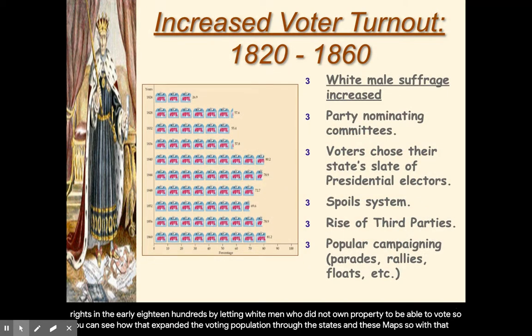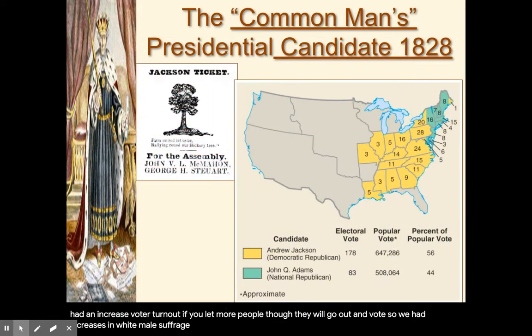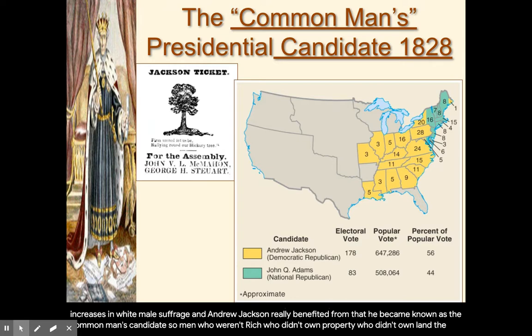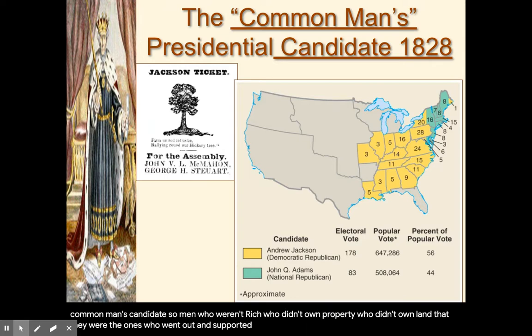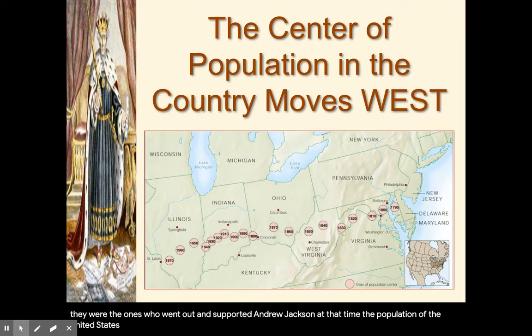With that, we had an increased voter turnout. If you let more people vote, they will go out and vote. So we had increases in white male suffrage, and Andrew Jackson really benefited from that. He became known as the common man's candidate. Men who weren't rich, who didn't own property or land, were the ones who went out and supported Andrew Jackson. At that time, the population of the United States was beginning to move further and further west.